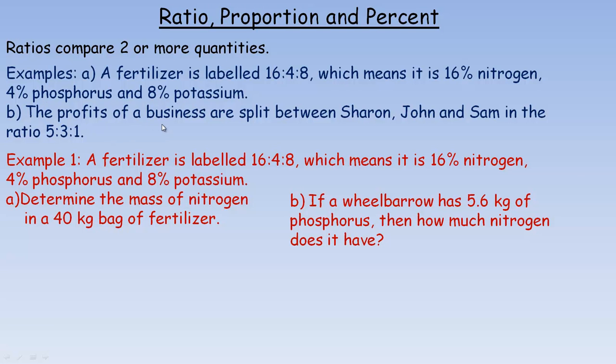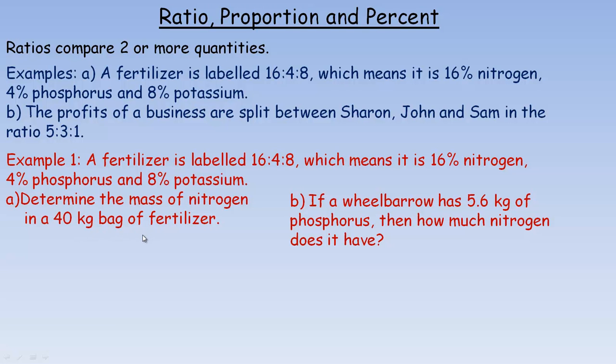Another example, the profits of a business are split between Sharon, John, and Sam in the ratio 5:3:1. So the next couple of examples deal with those two situations. In the first one, we have this same fertilizer, and we're asked to determine the mass of nitrogen in a 40 kilogram bag of fertilizer.